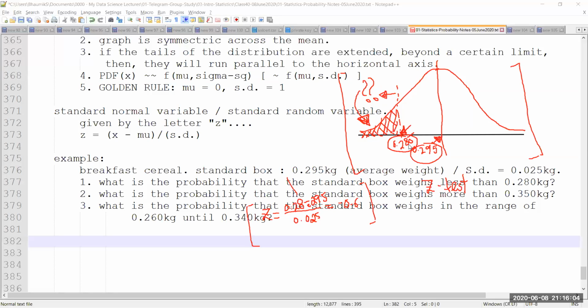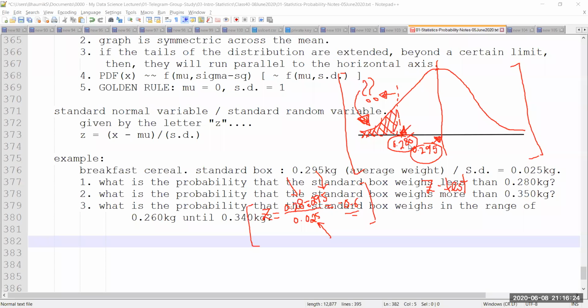I take the random variable which I am interested to know, which is the tipping point. I feed the mu and I feed the standard deviation. If I have the variance, I convert the variance into standard deviation. How? I take a square root. And then I get this value.